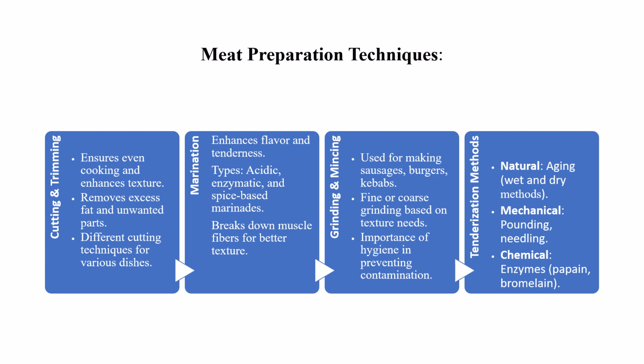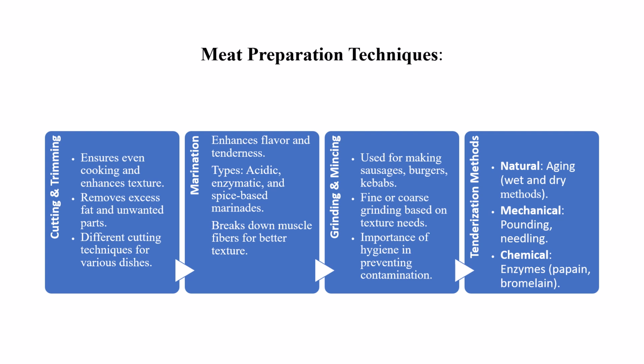Cutting and trimming. This step ensures even cooking by removing excess fat and unwanted parts. Different dishes require different cutting techniques. For example, steaks need even slices, while stir fries require thin strips. Marination. Marination enhances both flavor and tenderness. There are three types of marinades: acidic, enzymatic, and spice based.